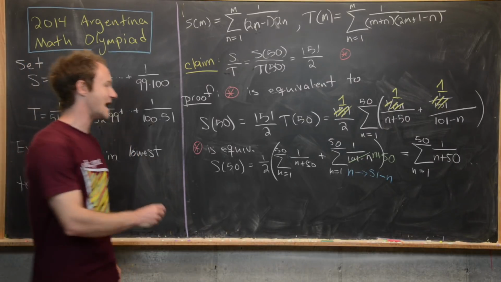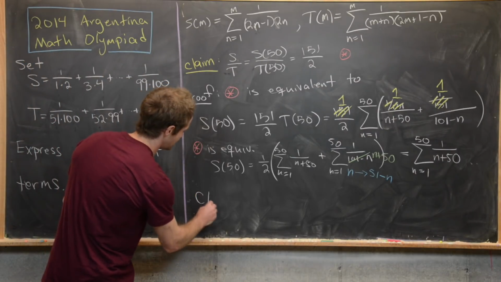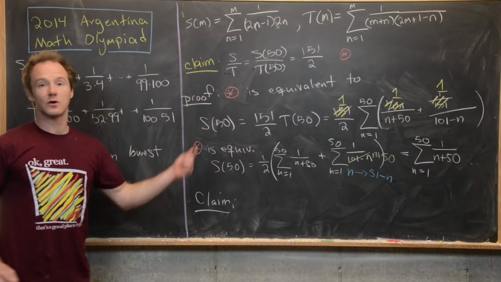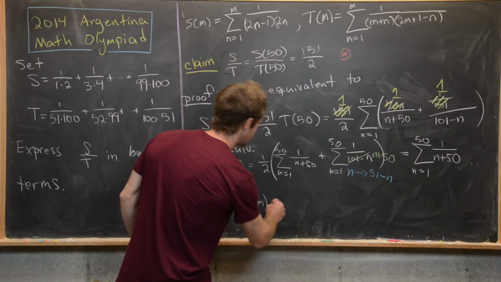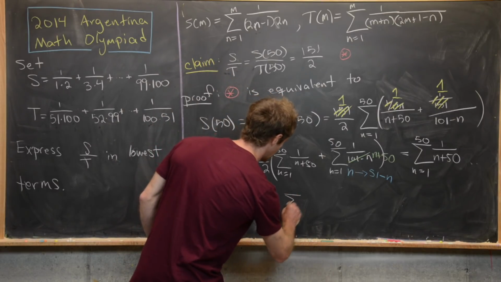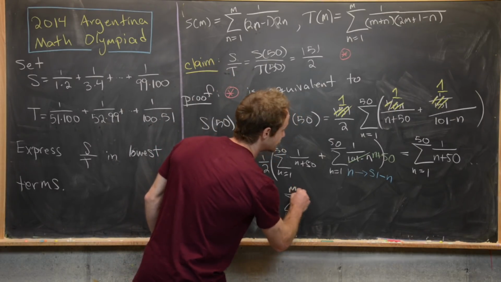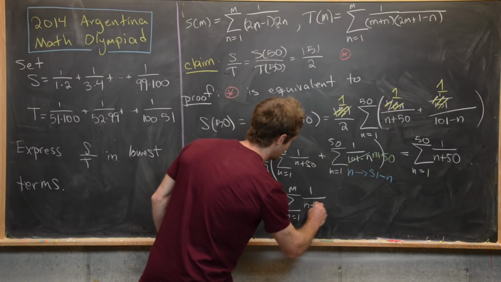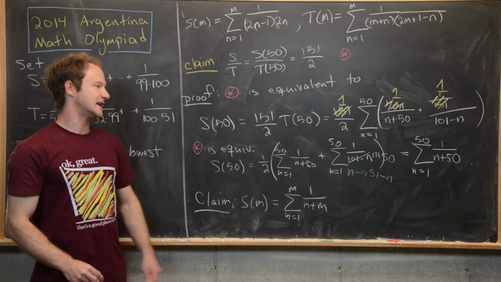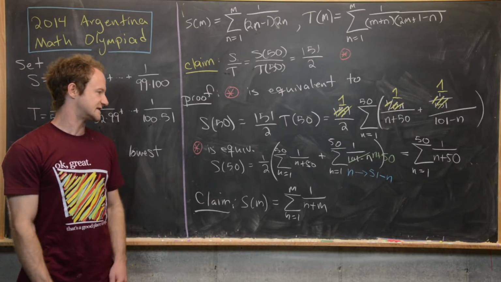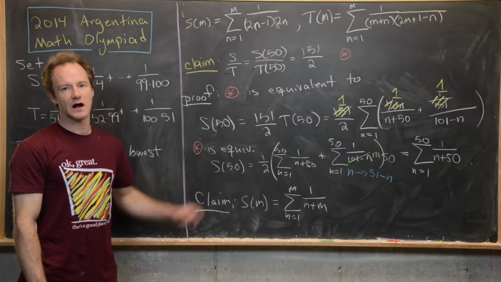And we're actually going to make the following claim, which I'll maybe start the next board with, and that is S of m is actually equal to the sum as n goes from 1 to m of 1 over n plus m. We can prove that by induction, but then setting m equals 50 gives us exactly our solution. Okay, so I'll go clean up the board.